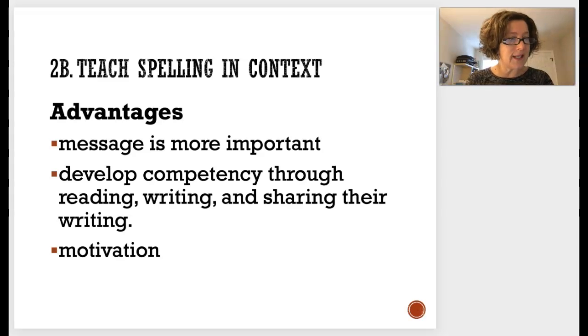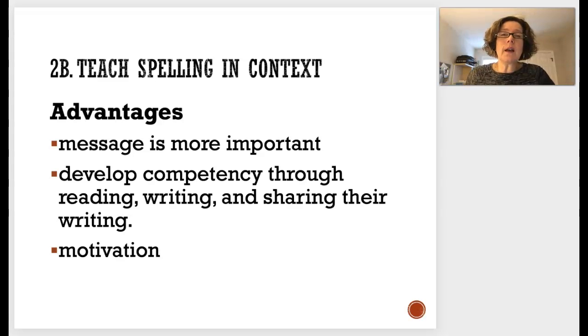Okay, so the advantages will be that the message that is to be conveyed is more important than correct spelling. So in their writing, as long as they get the ideas down, the message down, that's the important part of it. It doesn't matter if they put "UR" instead of "IR." Again, this is if you believe that teaching spelling should be in context. The second one, many learners develop competency in standard spelling entirely through reading, writing, and sharing their writing.